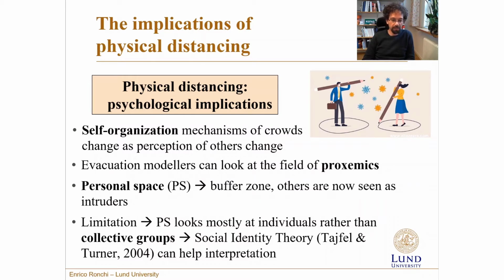Personal space can now be interpreted as a buffer zone, which means that others around us are potentially seen as intruders of our space. But the main limitation of this concept, which is quite widely used in the field of proxemics, is that personal space looks mostly at individuals, rather than at behavioral collective groups. That's why a good suggestion that I have is to look at social identity theory, because this theory started looking at the psychological crowd.